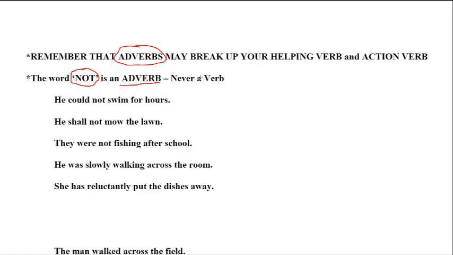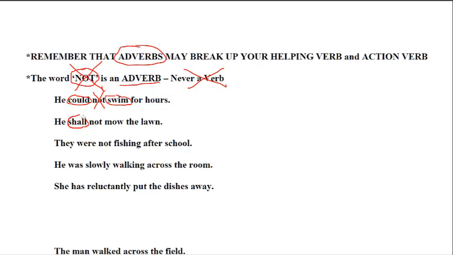Not is never a verb. Not is never a verb. It is always an adverb. And a lot of times it will break up your verb phrase. He could not swim for hours. Could is your helper. Swim is your action. This is not a verb. So your simple predicate in this sentence is could swim. It is not could not swim. Not is not a verb, so it cannot be part of the verb phrase.